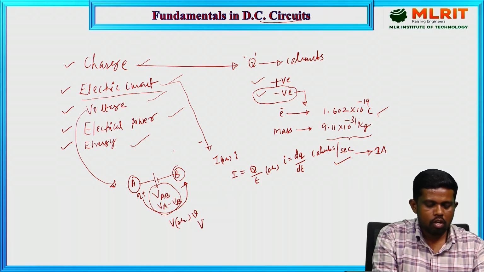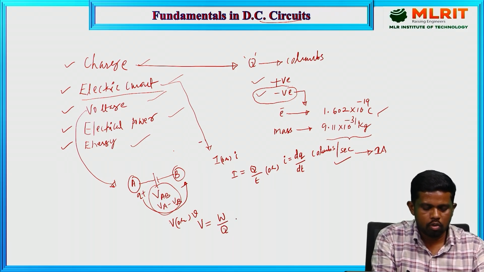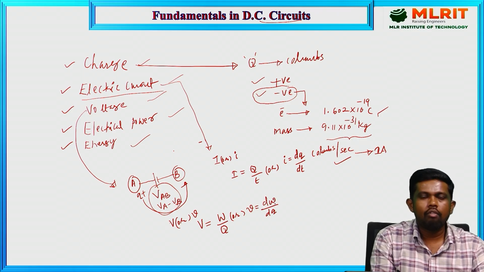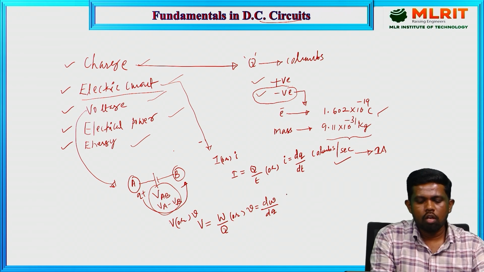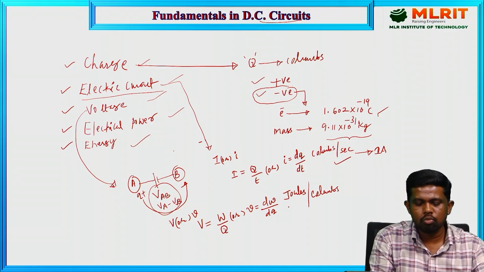Capital V equals W by Q, or small v equals dW upon dQ. The unit of W, the work done, is the joule, and the unit of charge is the coulomb. So the unit of voltage is measured in joules per coulomb. 1 joule per coulomb is the same as 1 volt.